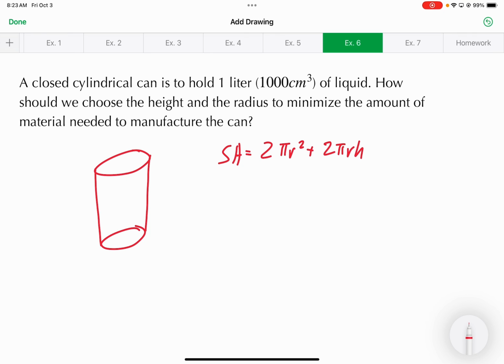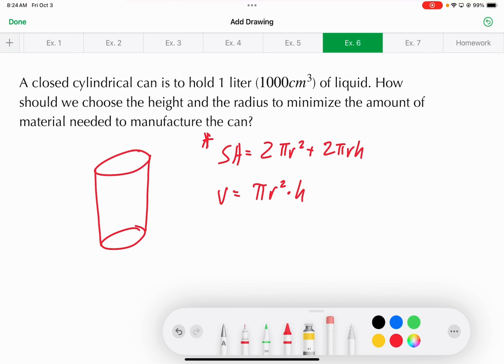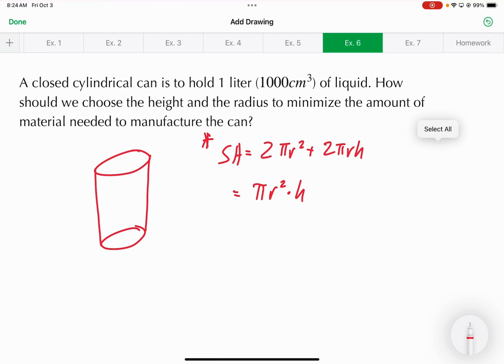Okay. Now, what's the other equation that we're working with? Okay, so this is our primary equation. I'm going to star that. Volume, because we're talking about how much it holds, and our unit of measure is cubes, so it's another indicator that we're working with volume, which is pi r squared times h. However, we know one of those values. What value do we know? The volume. All right, so 1,000 centimeters cubed, okay?